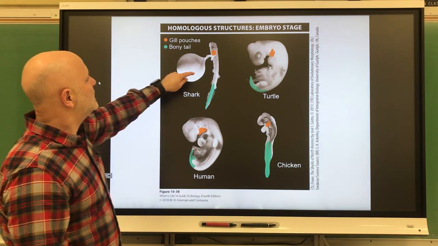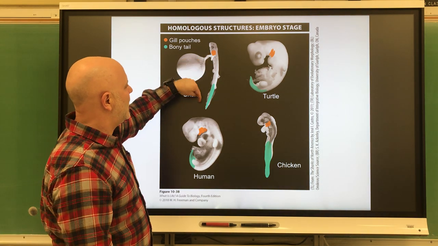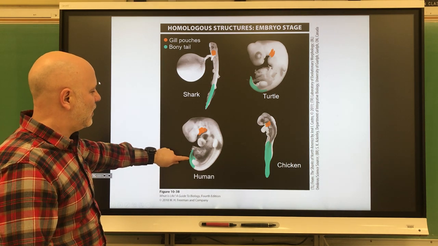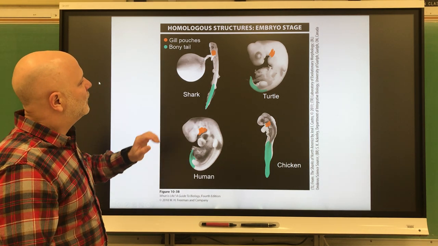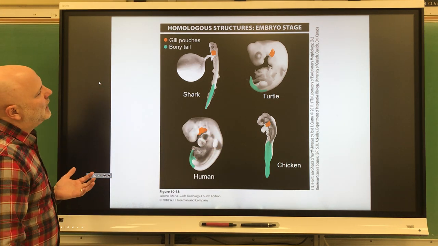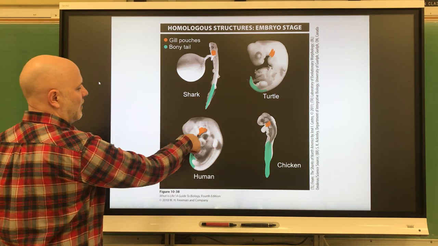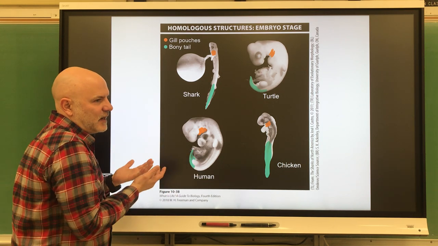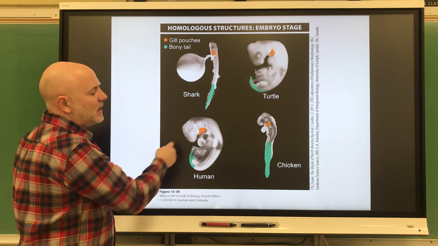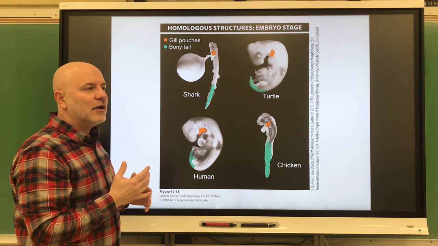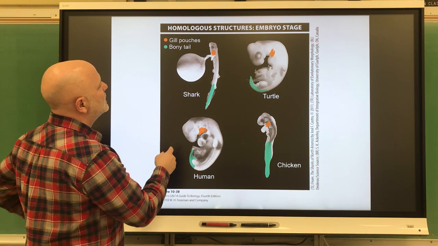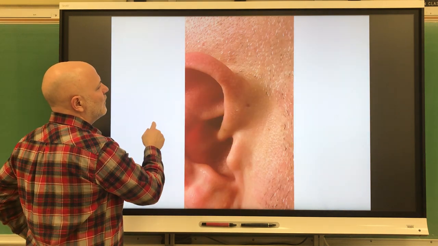All right, as you can see here, they all have gill pouches and a bony tail. Hey, there's us. We have gill pouches and a tail. So you can see how similar these embryos are, right? And then these structures become other things in us. Obviously with us, our tail gets reduced, but those gill pouches become other things like our inner ear cavity, our eustachian tube.